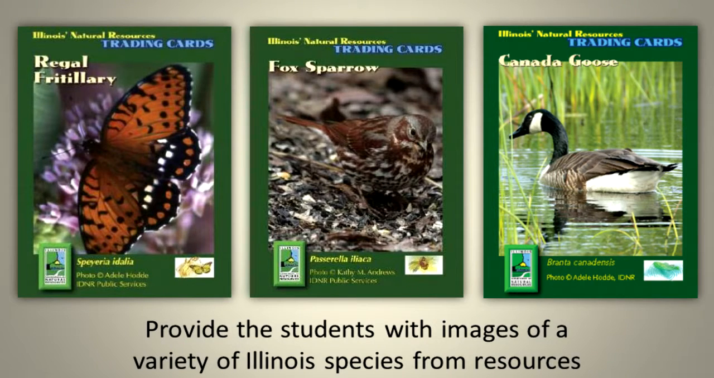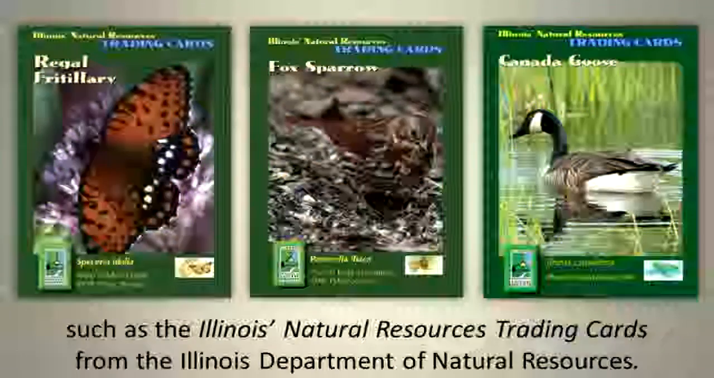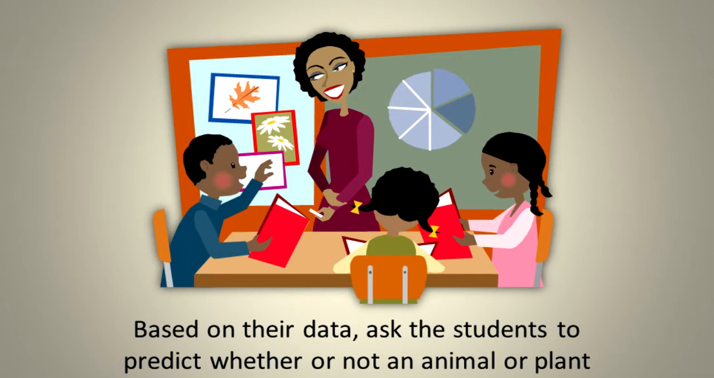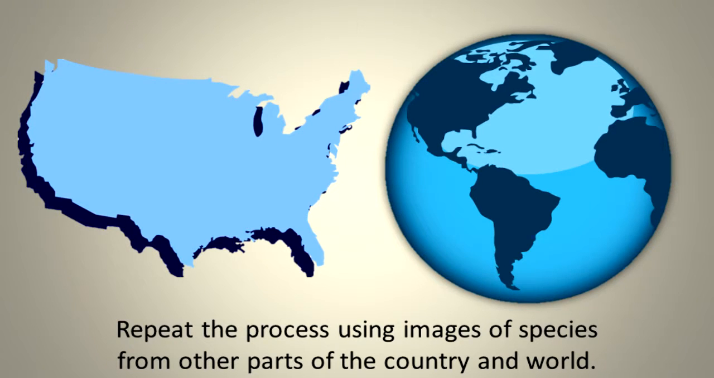Provide the students with images of a variety of Illinois species from resources such as the Illinois Natural Resources trading cards from the Illinois Department of Natural Resources. Based on their data, ask the students to predict whether or not an animal or plant would be suited to live in the Schoolyard wildlife habitat area. Repeat the process using images of species from other parts of the country and world.